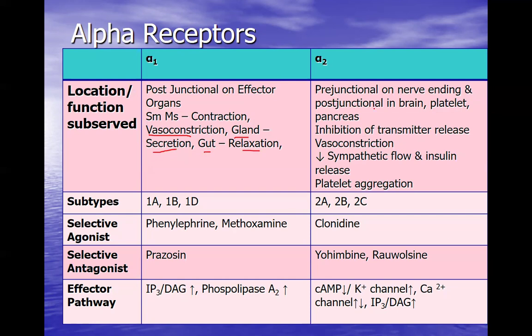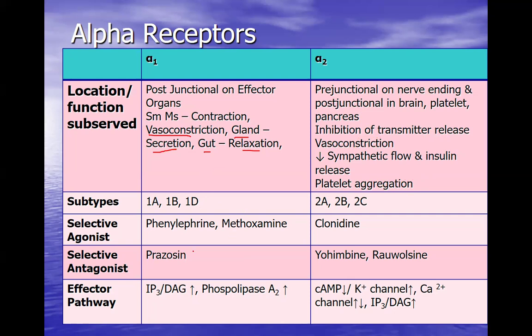On the other hand, alpha 2 receptors are present on the pre-junctional nerve endings, and also on post-junctional nerve endings in the brain, platelets, and pancreas. They cause inhibition of transmitter release. They cause vasoconstriction, decrease the sympathetic flow and insulin release, and cause platelet aggregation. The alpha 1 receptors are further subdivided into 1A, 1B, and 1D. Why we are talking about these specific receptors, we'll be talking about very soon. Similarly, the alpha 2 receptors are classified as alpha 2A, 2B, and 2C.